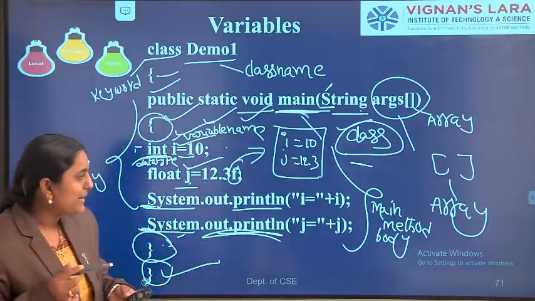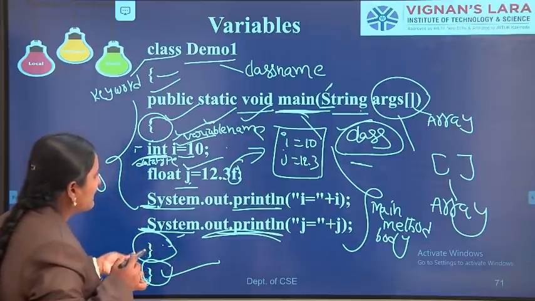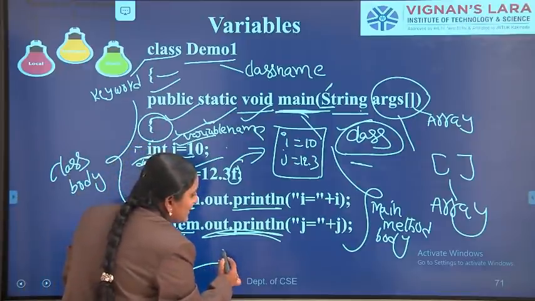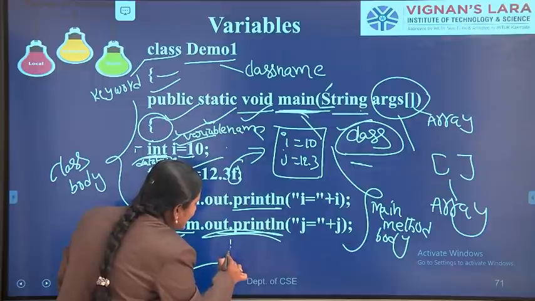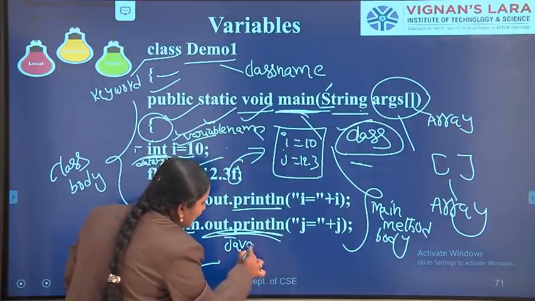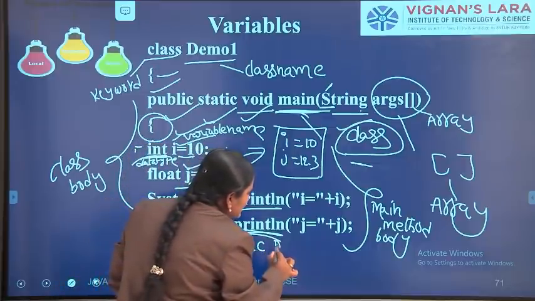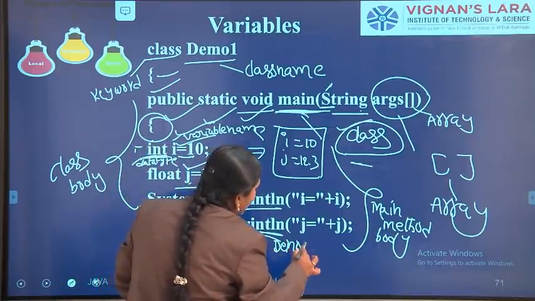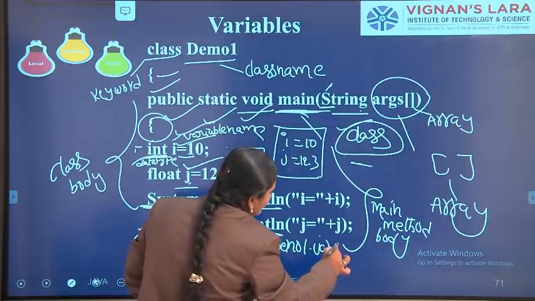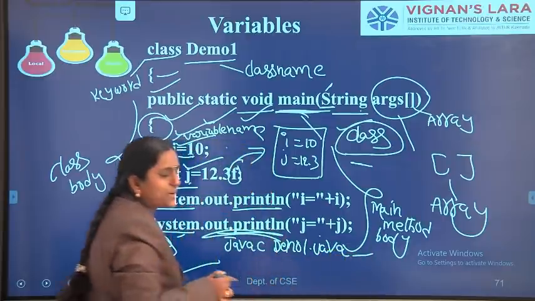So what is the compilation? For example, in this program, I have to compile this program. What is the command for compilation? javac space file name dot java. Here the file name is our class name. javac space Demo1.java. So it is the compilation command.